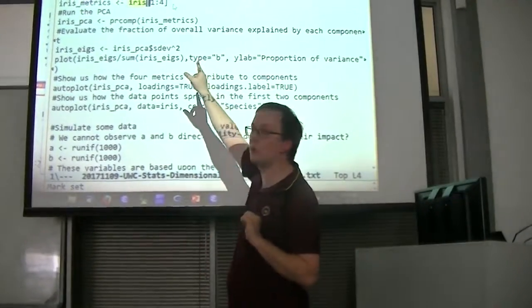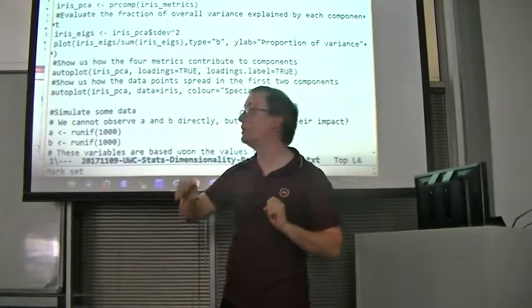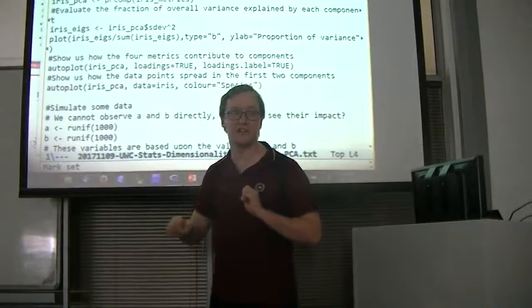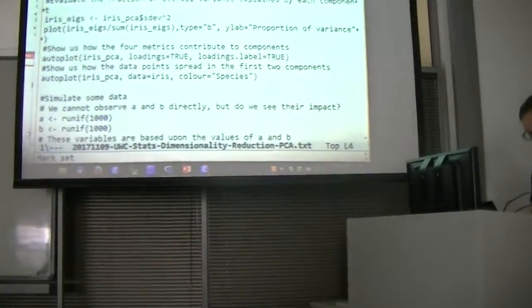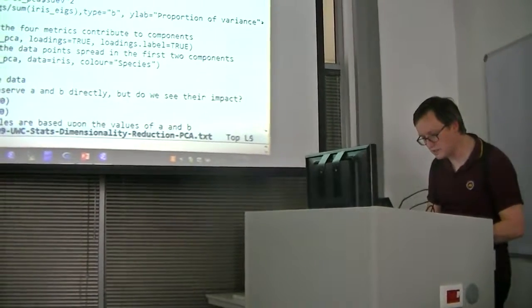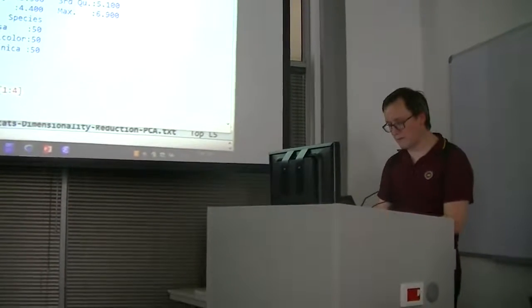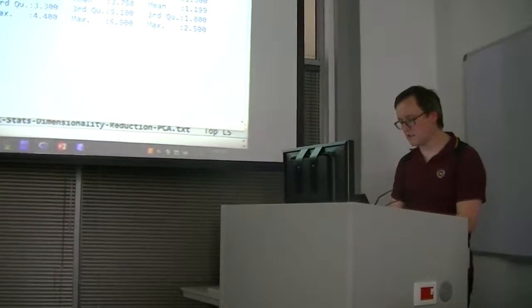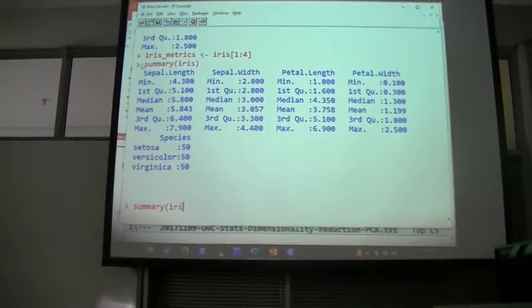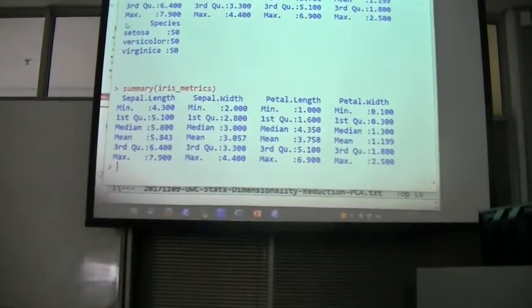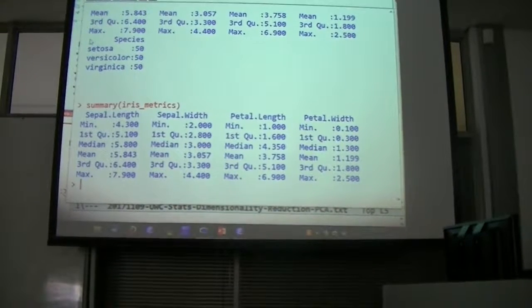And remember, 1:4 means all the values in between as well: 1, 2, 3, and 4. So we're going to grab those 4 columns and shove that into something called iris_metrics. If we look at what happens in response, copying that command over. Remember we did a summary on iris, and we saw all 5 of those columns come back. What happens if I do a summary of iris_metrics? 4. Just those 4. It no longer has information about the labels of species.